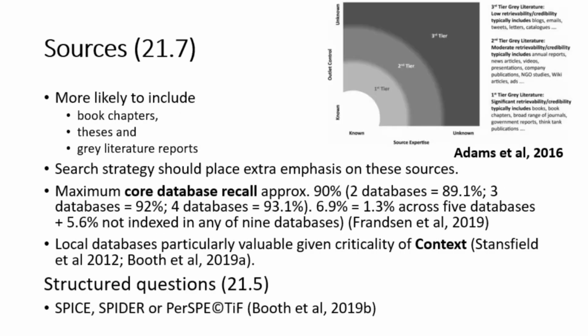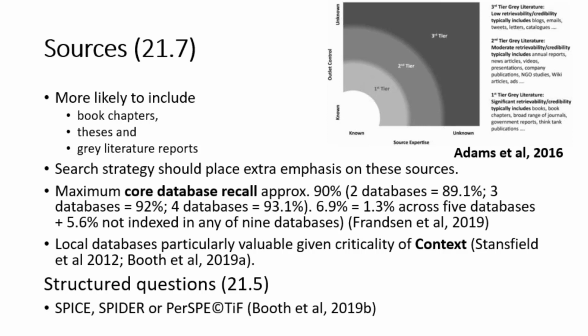In terms of sources, obviously, journal articles remain the primary source, and so guidance that's present in the main handbook chapter is also appropriate. But qualitative evidence is more likely to be found in such things as book chapters, theses, and grey literature reports. And so a search strategy for qualitative evidence should place extra emphasis on these particular sources.